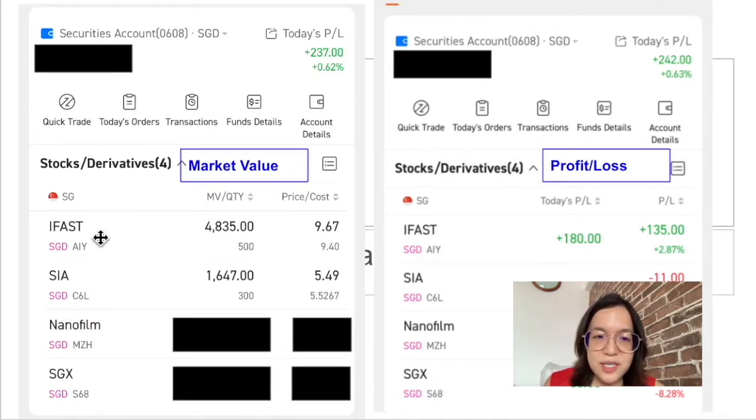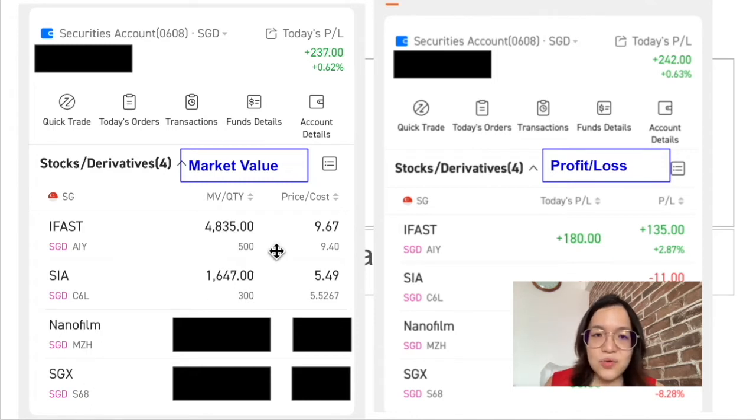So for example, I purchased iFast, right? So this is MV, or quantity. MV means market value. The market value actually is the total amount in SGD worth. Okay, so I bought 500 units, which is the quantity, and then the market value at that point, so market value will change depending on the value of the stock per unit itself. So it's standing at 4,835. The next day it might change.